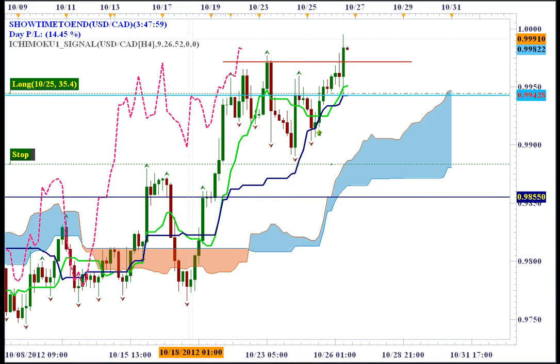So if you look at the Aussie CAD, just look for the break of the Kumo, and you want to see it close above that Kumo, and then you know that's going to be your target area. Okay, so that's going to be that, and I think I'm going to close it out now.